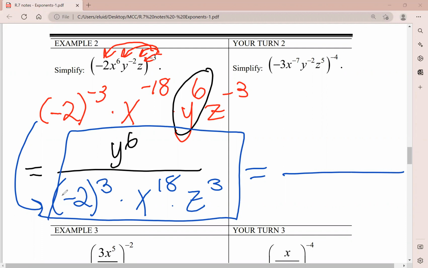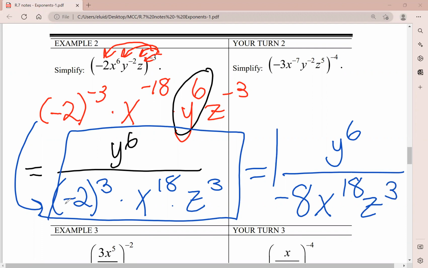Everything else gets rewritten. So we do still have y to the 6 in the numerator. -2 to the 3rd, -2 times -2 times -2 is -8. And then, of course, we still have x to the 18th, z to the 3rd. So here's our final answer. It's a fraction, y to the 6 over -8, x to the 18th, z to the 3rd.